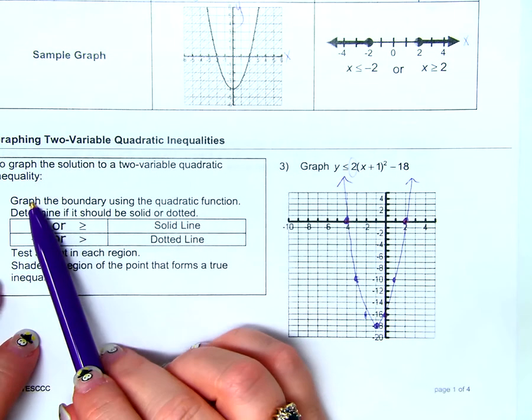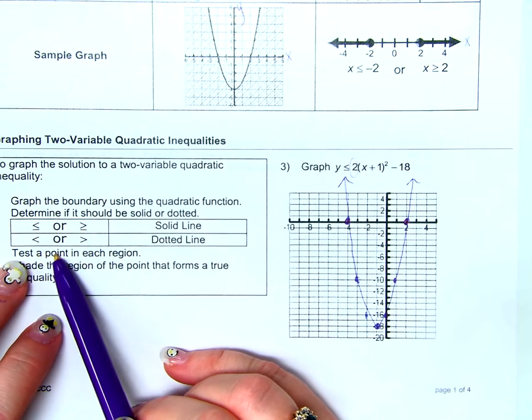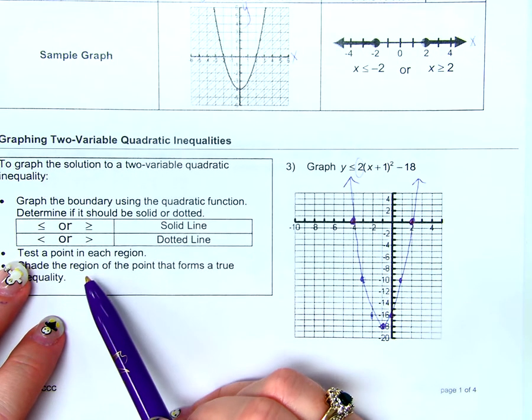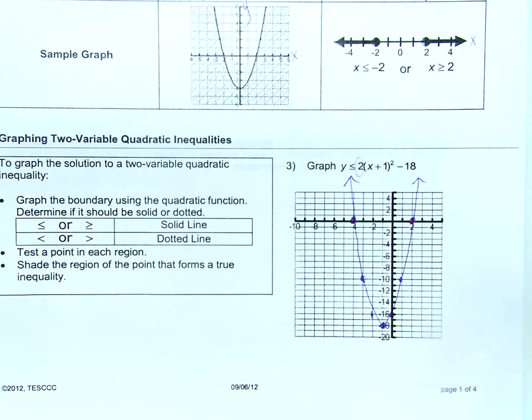So I graphed it. Now I have to test a point. Now this says test a point in each region. You can. But if I know one region is true, won't I know the other region is false? And where am I going to shade? On the true part or the false part? True part, right? So which is the easiest point to choose?